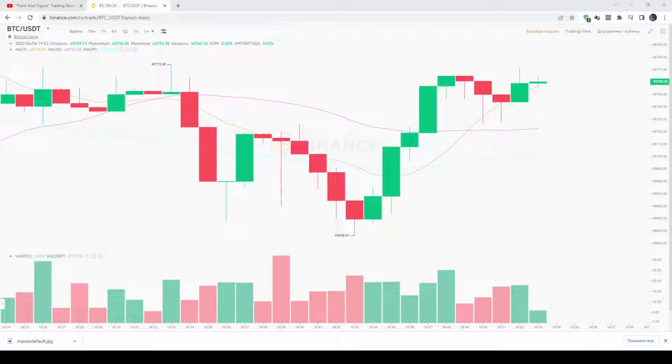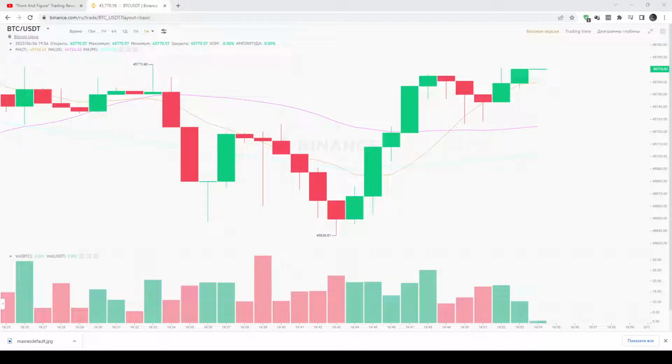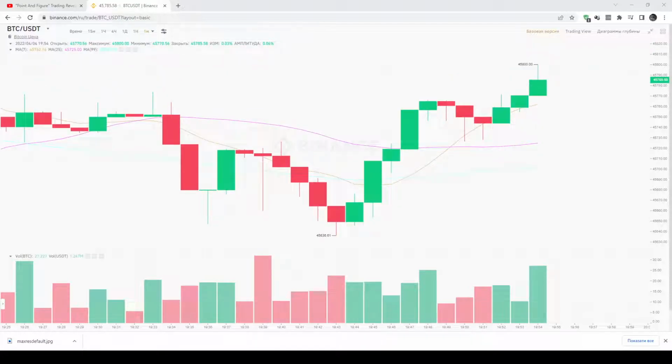Hello and welcome. Today we will look at the point and figure chart. We will cover its features as well as discuss how they are useful for day trading, scalping and swing trading, and we will also see how to spot supply and demand zones using this type of analysis.